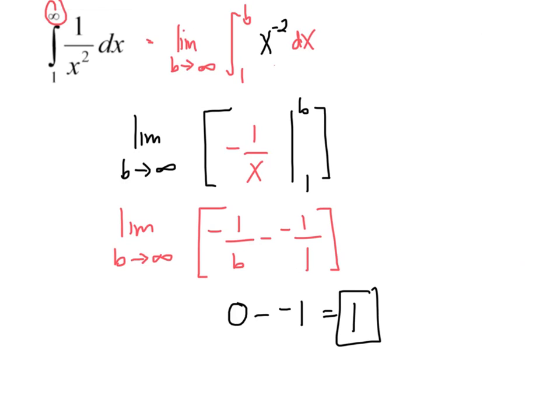Now, I would urge you to actually do this with fnInt and find the area of 1 over x squared from 1 to 10, 1 to 100, 1 to 1,000.